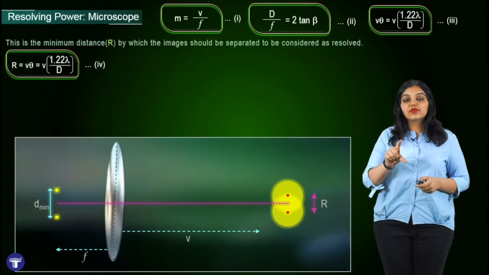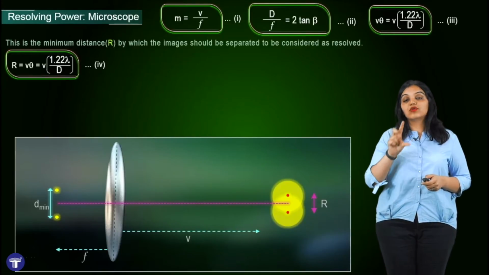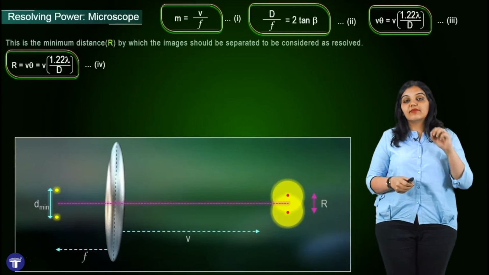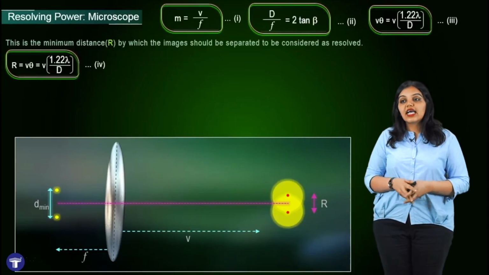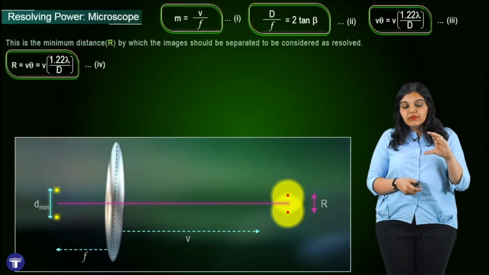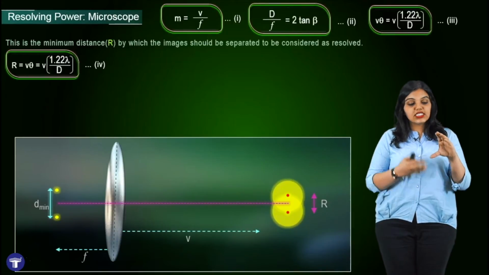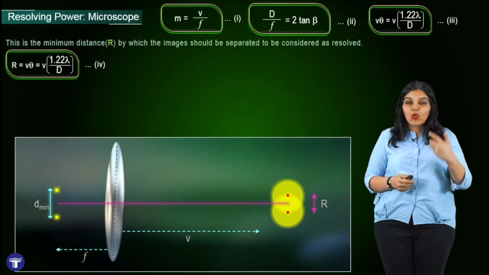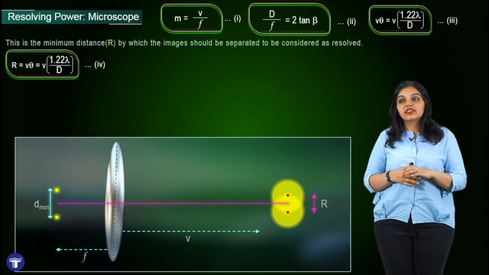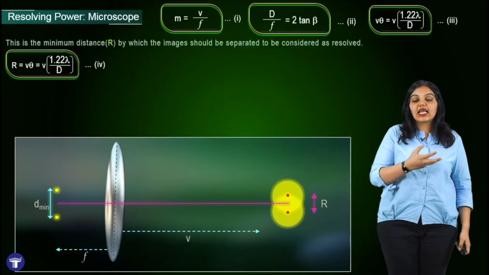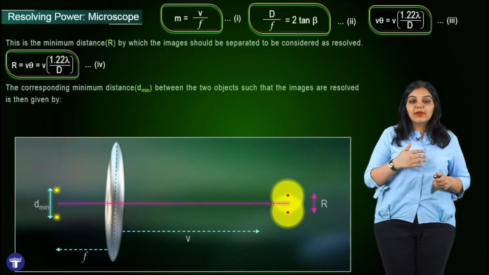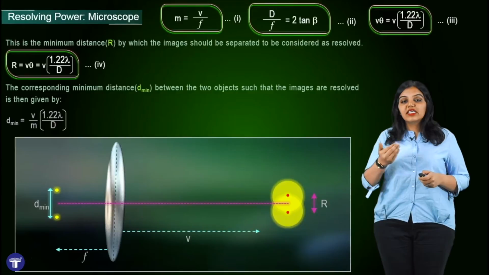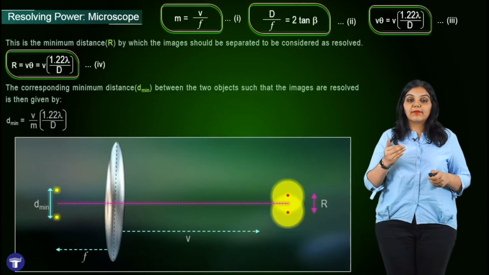So this is the distance between the two images formed of the two point objects, which means that the original distance between the two objects is given by d min. So what I'm trying to find out is, if r is the minimum distance that should be maintained between the images such that they appear different, what is the distance between the objects that should be maintained? That is, what is d min? And r is acting like the image, and d min is acting like the object, and therefore I can say that d min will be r upon m, and r is nothing but v theta, and therefore d min will be v theta upon m, that is v 1.22 lambda by d upon m.